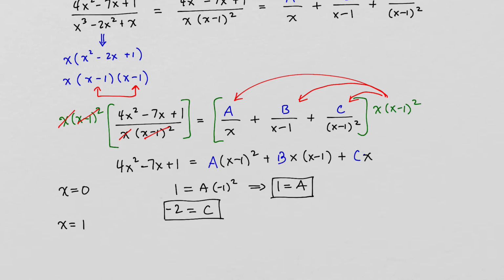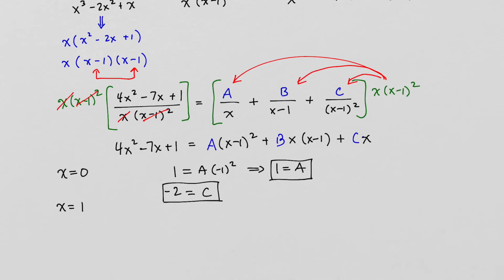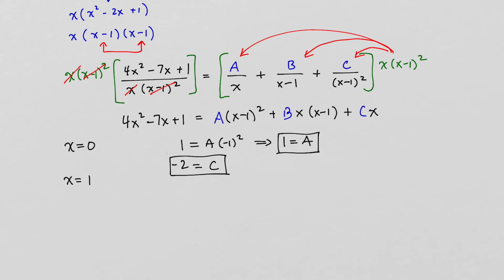Now, there are no other factors that will cancel out by simply plugging in a value of x. So how do we find out what b is? We just plug in any other value of x that we want. Now, I would recommend trying to plug in as small a value for x as you possibly can. So since I've already used x equals 0 and x equals 1, let's use x equals 2.